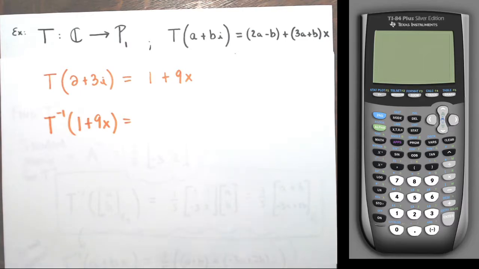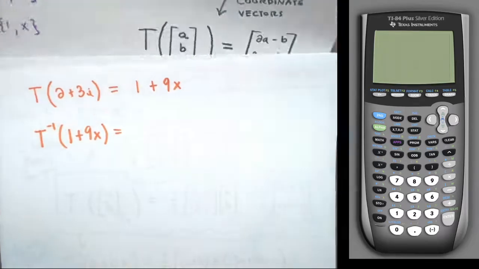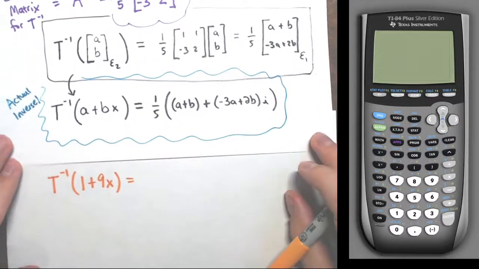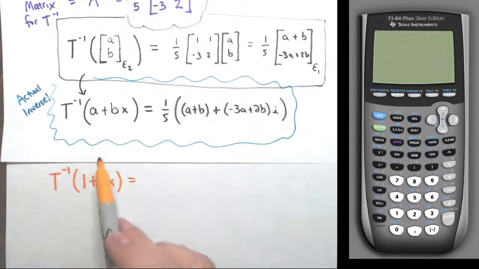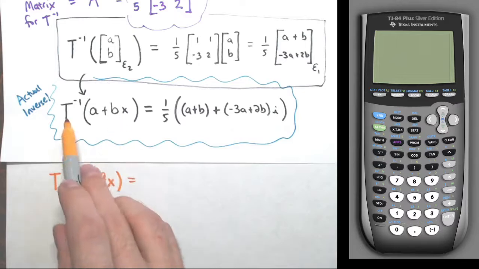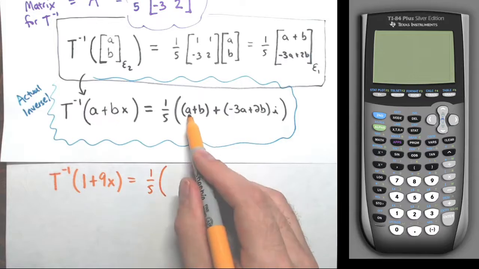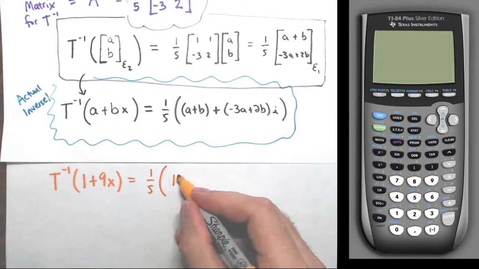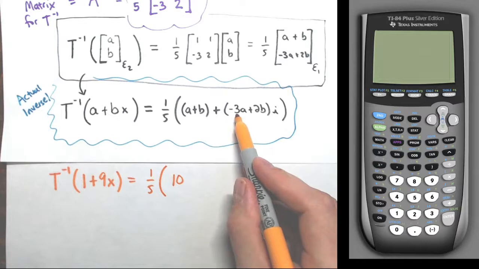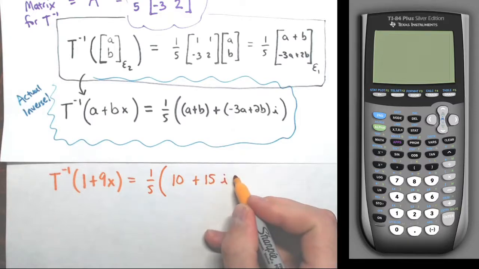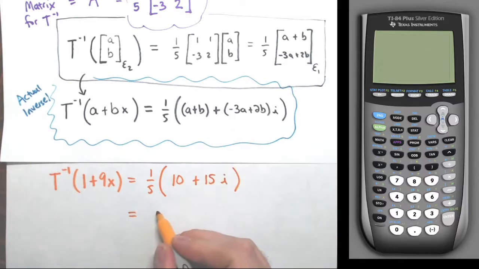So let me bring back the rule for T inverse that I wrote. It was right here. So this was the rule for T inverse of a plus bx. So a is 1, b is 9 in the T inverse here. So I get 1/5 multiplied by a plus b, 1 plus 9, so 10. And then negative 3 times 1 plus 2 times 9, negative 3 plus 18, that's 15i. And then putting the 1/5 in there would give me 2 plus 3i.